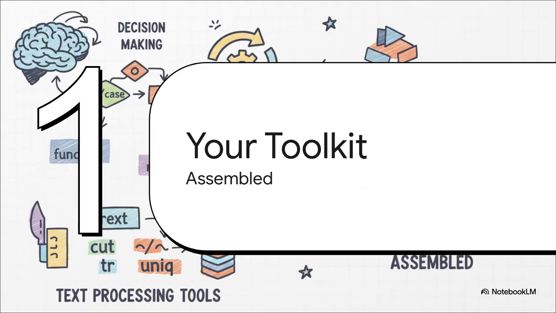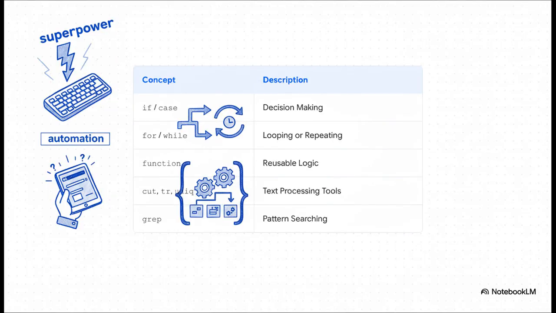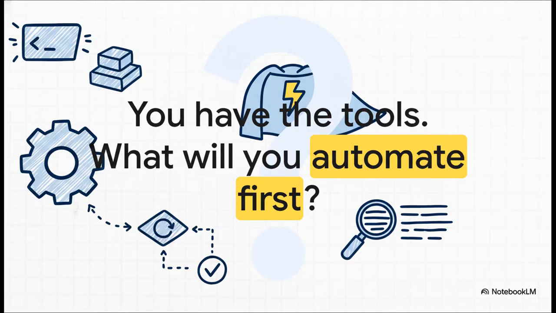And there you have it. Just like that. With decision makers, an automation engine, and a whole bunch of precision text processing tools, our command line toolkit is officially assembled. This slide right here, this is your takeaway. It's your cheat sheet. It neatly summarizes our entire toolkit. You've got if and case for making decisions, for and while for all your repetition, functions to keep your code organized, and a whole suite of powerful tools like cut and grep for handling text. This is your foundation for automation. So now the power is in your hands. You have the brain, you've got the engine, and you have all the specialized instruments. The only question left is, what will you automate first?